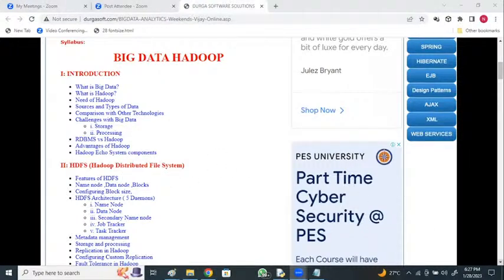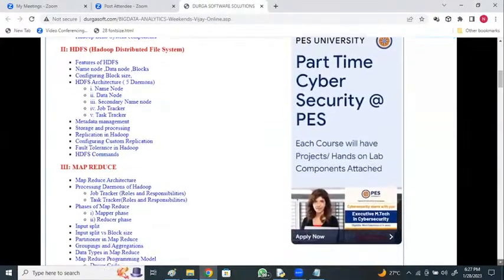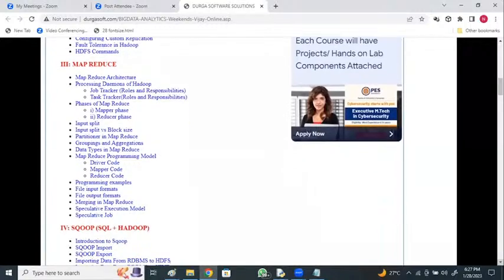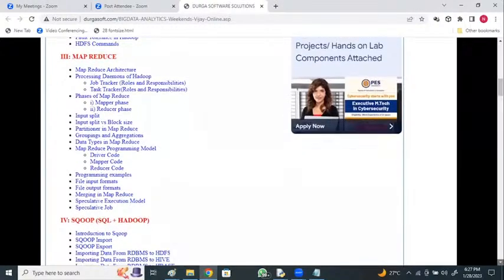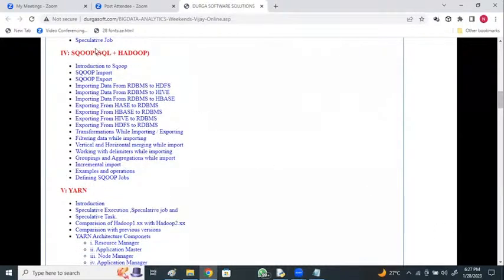We need to have the knowledge of this HDFS file system. It doesn't use databases as they have some drawbacks. MapReduce execution model, right? In Hadoop. And Sqoop, SQL plus Hadoop. The first two characters of SQL and the last three characters of Hadoop form Sqoop, right?